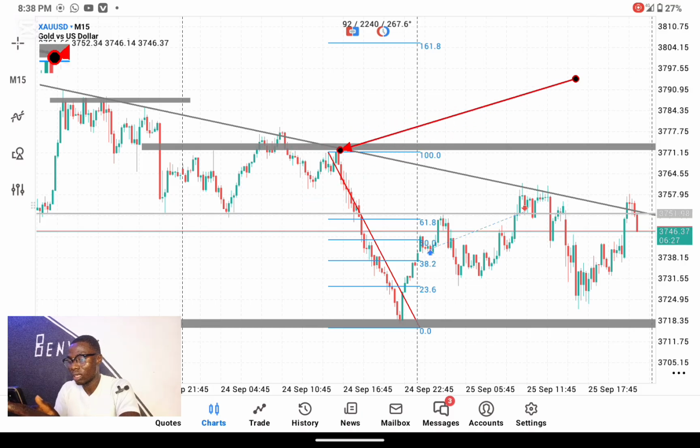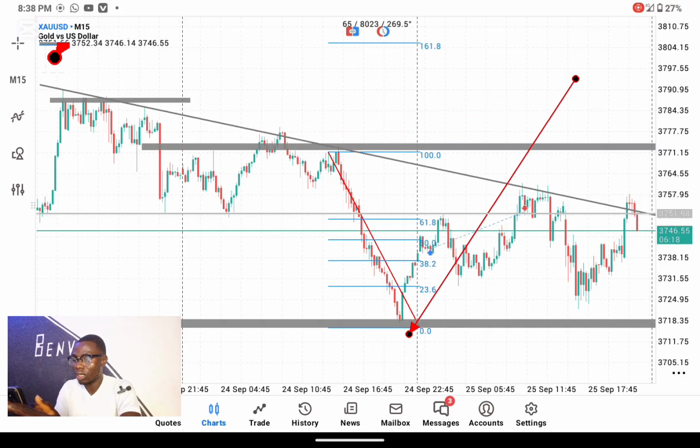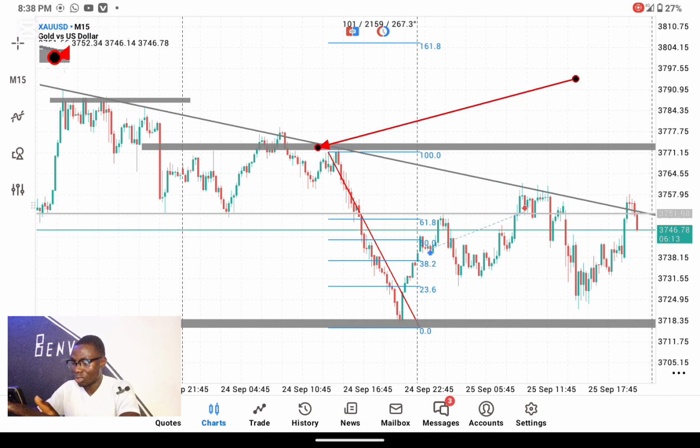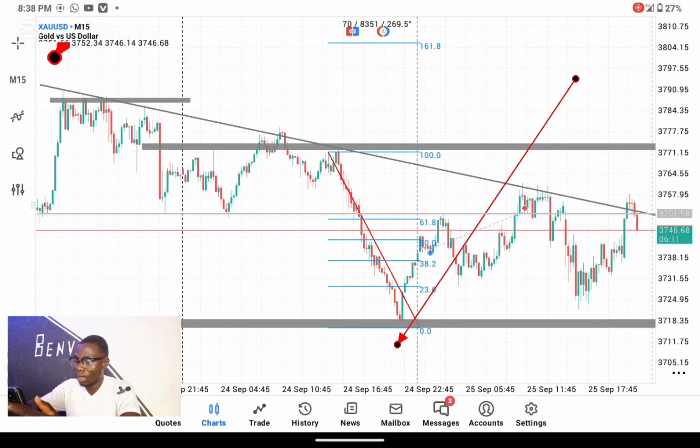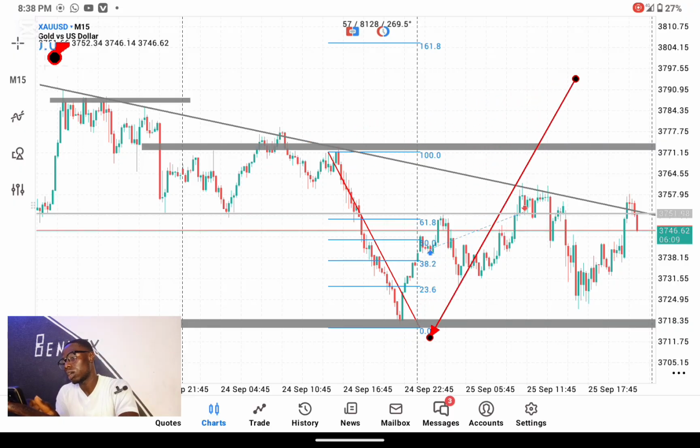So now marking this level, and I marked this level that time, and then I drew my Fibonacci to this level. This is one of my lower high, lower low. So how I drew this Fibonacci is very correct, you understand.